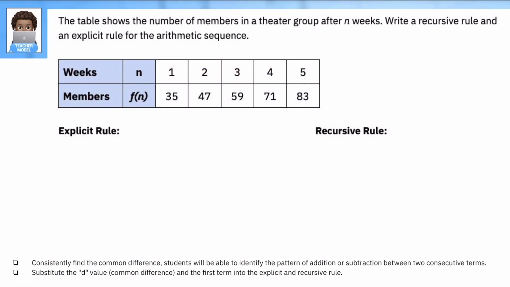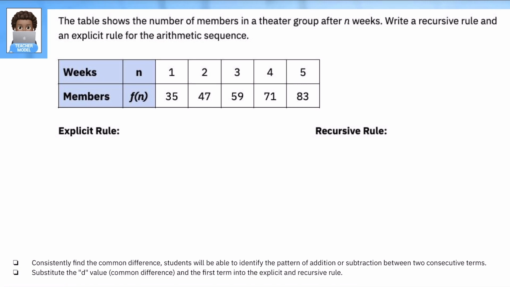All right, let's jump into our guided practice. Again, representing that repeated addition or that repeated subtraction with multiplication, super helpful. So work into this one. The table shows the number of members in a theater group after n weeks. Write a recursive rule and an explicit rule for the arithmetic sequence. If you need to, go back into your notes.